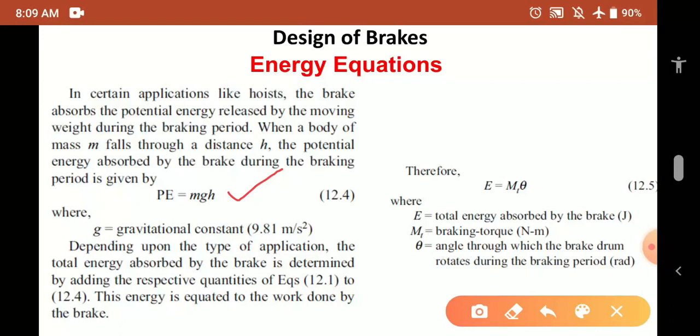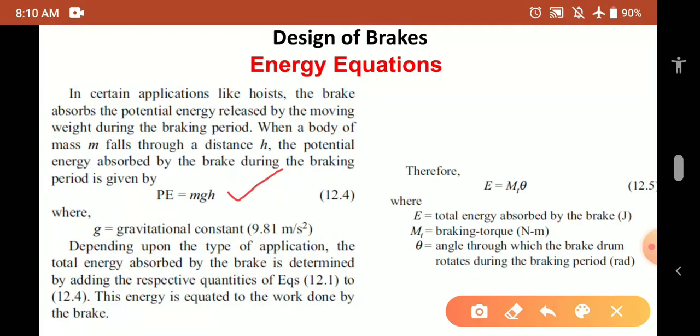Now the total energy absorbed by the brake depends upon the application. That means potential energy plus kinetic energy in some applications. In some applications only kinetic energy is there. So therefore the total energy absorbed by this braking system is equal to kinetic energy plus potential energy. Total absorbed energy of the braking system is nothing but the work done by the brake.